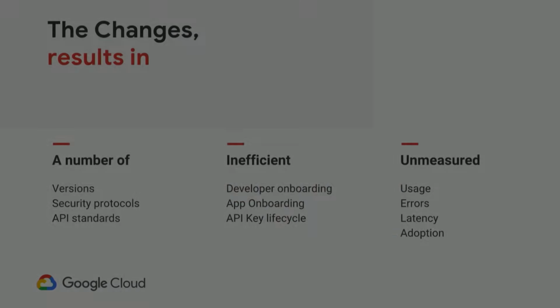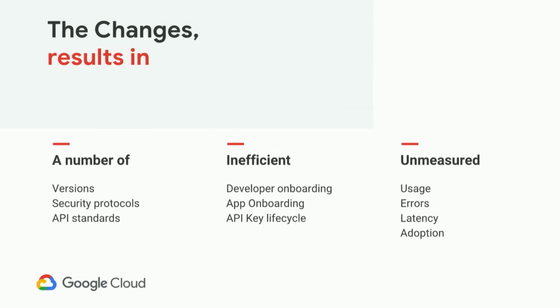So all this change inevitably results in an IT infrastructure where you have to manage a number of different versions of your APIs. So you might have some SOAP, some REST, a few different versions of REST, you might have some GraphQL APIs and whatnot. You have different types of security protocols, you might have different API standards.